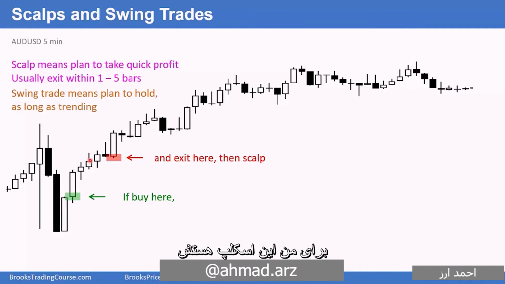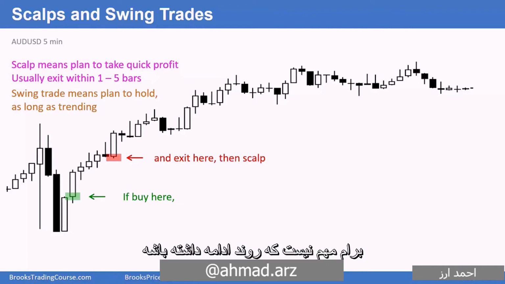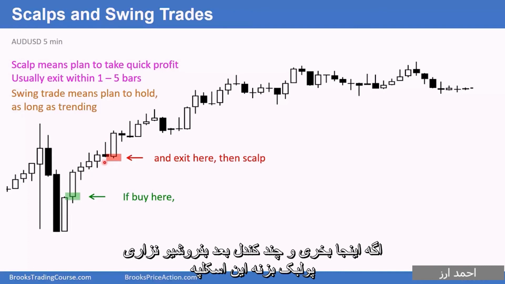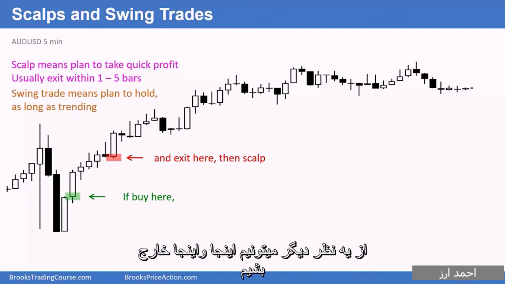To me, that's a scalp. I did not allow any pullbacks. I get out within 1, 2, 3, 4, 5 bars. And it did not matter to me that the trend continued. If I buy here and get out a few bars later and did not allow pullbacks, that's a scalp. On the other hand, what happens if I exit up here or up here?